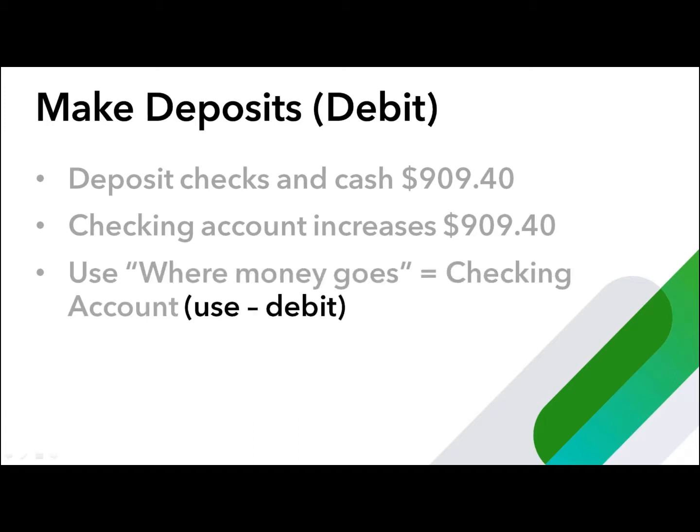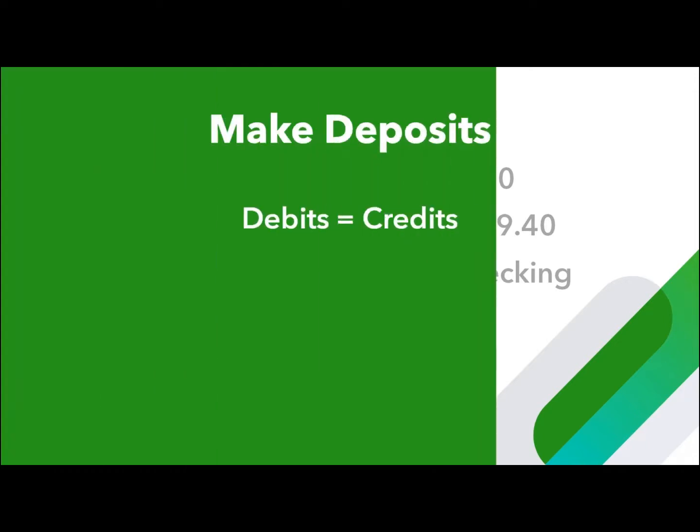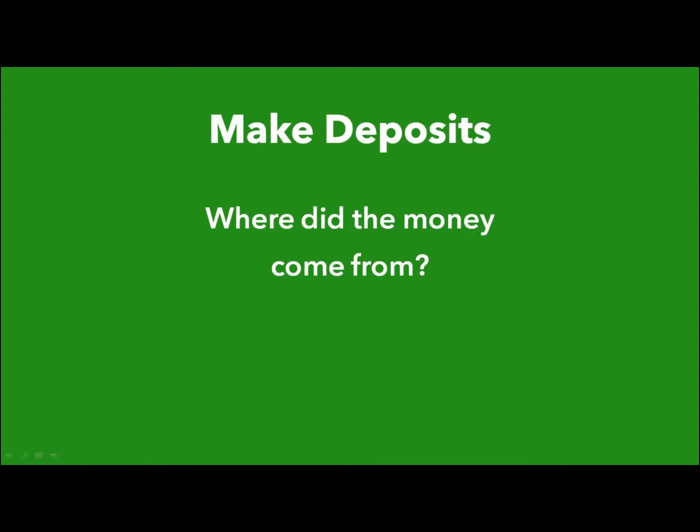Remember the general guideline learned earlier. Uses are usually debits. This makes sense because debits increase asset accounts. Draw the checking account as a T. Remember, debits appear on the left. Enter the debit of $909.40 to show the increased balance in your checking account. Debits must equal credits. The use, or where the money goes, must equal the source, or where the money comes from. Where did the money come from?